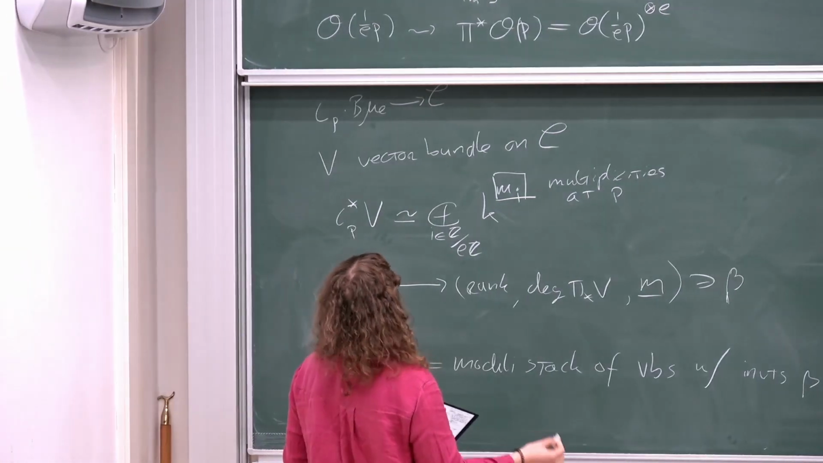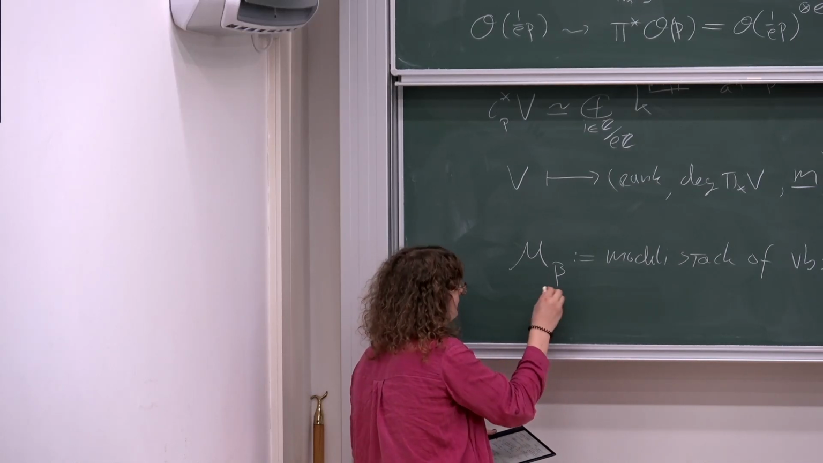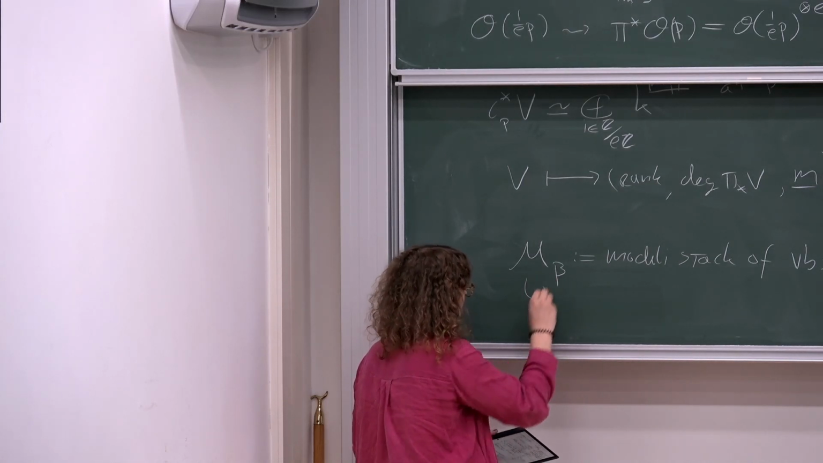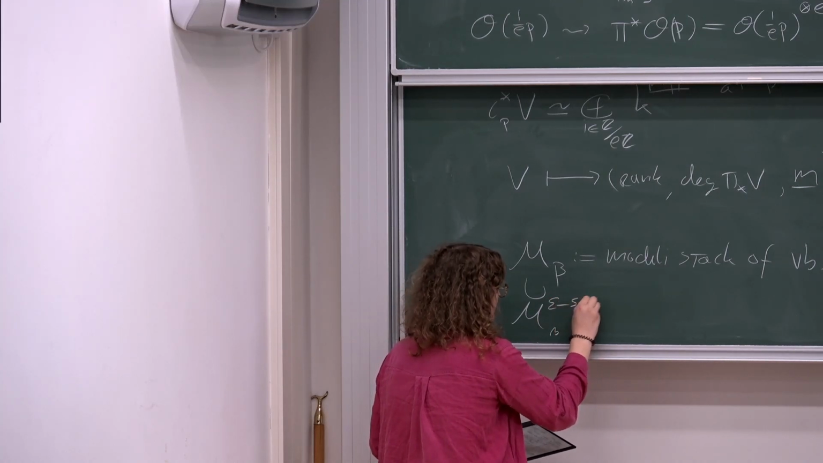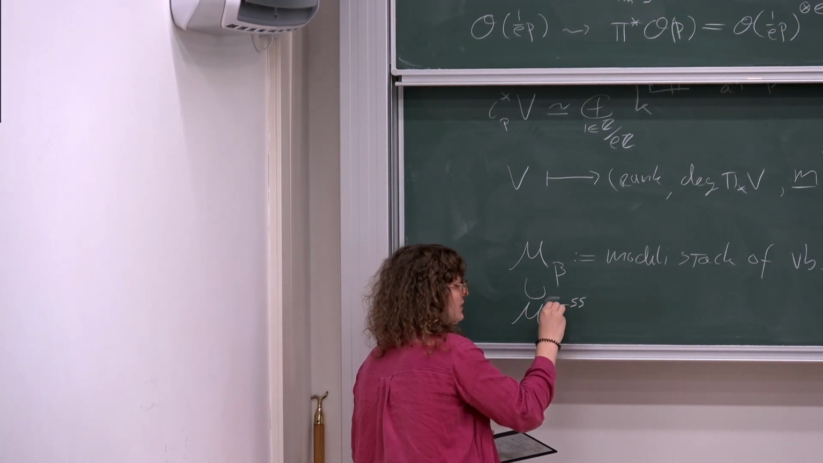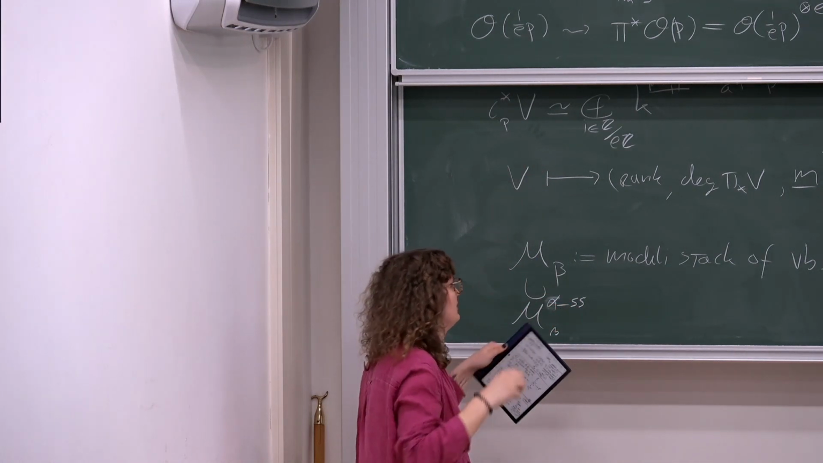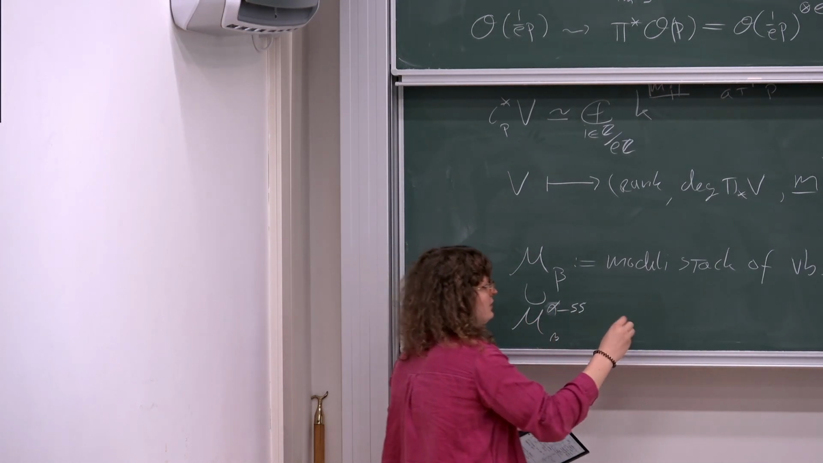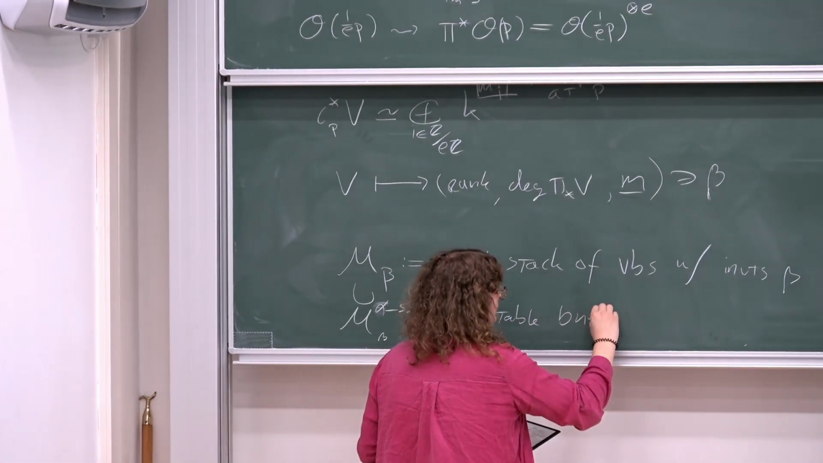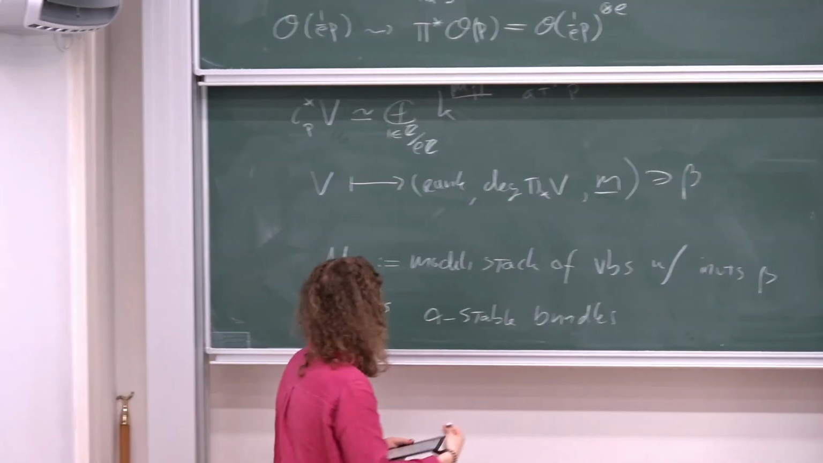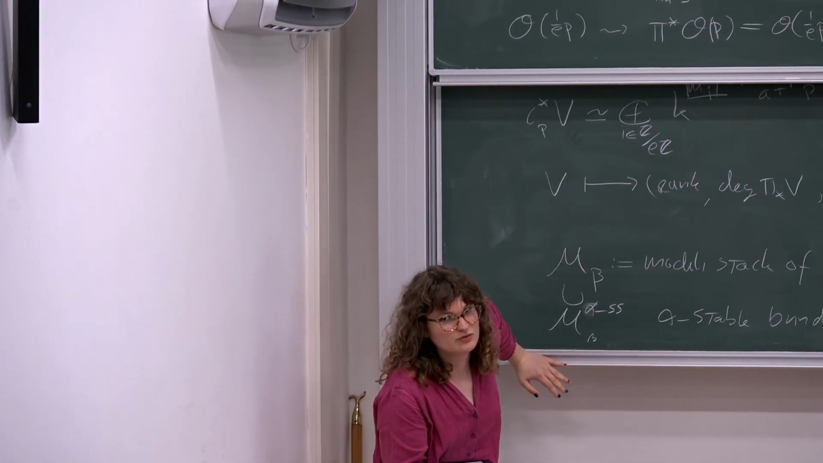So this M beta now gets a substack, which I will call, instead of E, I'll write some invariants, because we remember that semi-stability only depended on the multiplicities. So these are the alpha stable bundles sitting inside of all of the bundles. And this is the one I claim will admit a projective good moduli space.